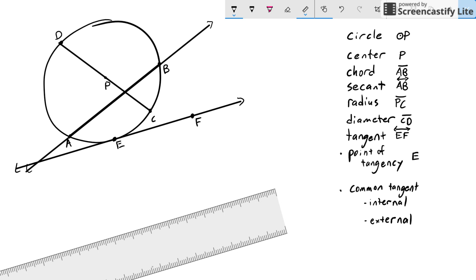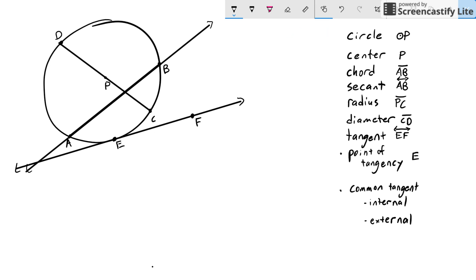And then lastly, on your assignment, they talk about common tangents. And there's both an internal and an external common tangent. But a common tangent is something that's a tangent, but it's tangent to two circles at the same time. So I'm going to draw a picture. I'm going to actually just draw two new circles.